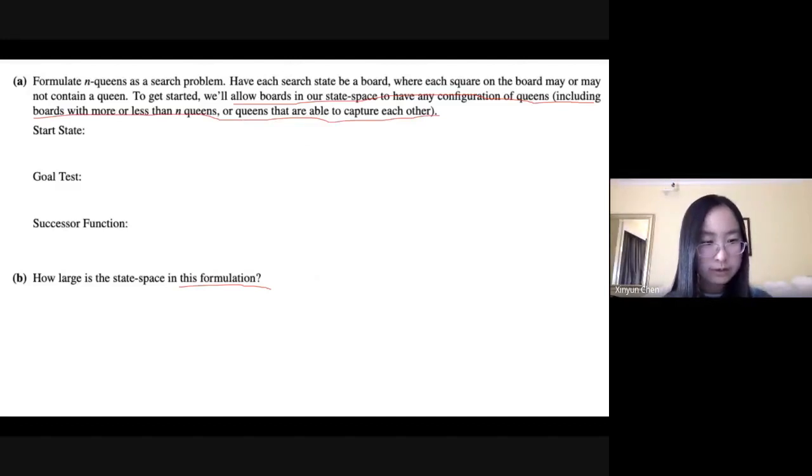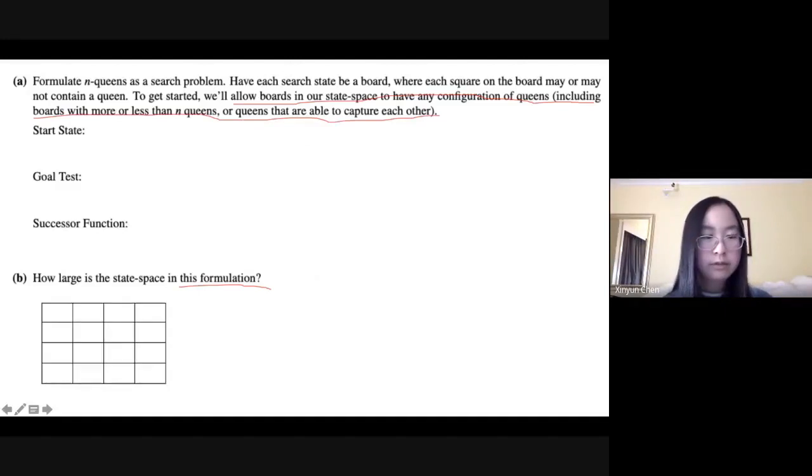Then this effectively means that, given a chessboard with n times n grids, if we ignore any moving rules of the queens, then for each grid in the chessboard, it will have two possibilities. One is that we put a queen in that grid. Another is that we just put nothing.